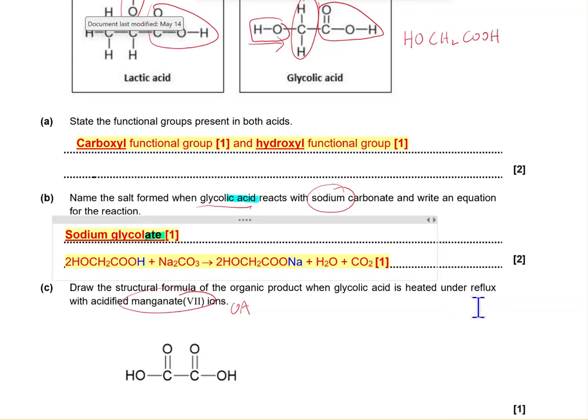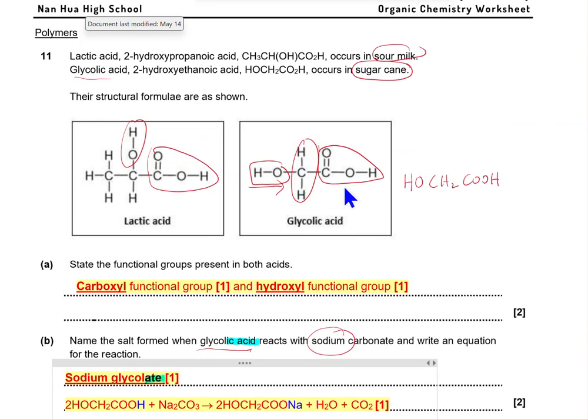If you are not too sure, do consult your teacher. The next one down here is a little bit more difficult. Draw the structural formula of the organic product formed when glycolic acid is heated under reflux with acidified manganate(VII) ion. Now let's look at this acid down here.